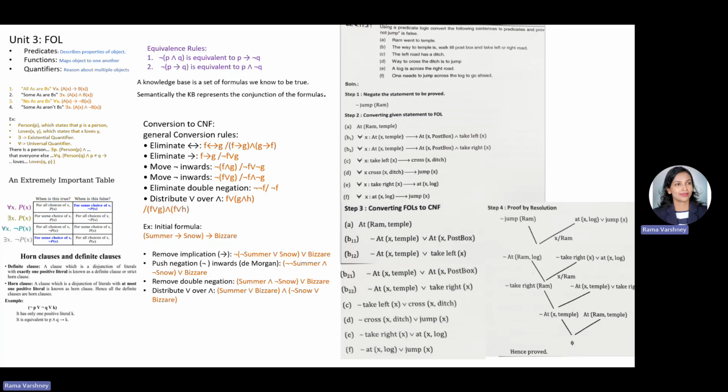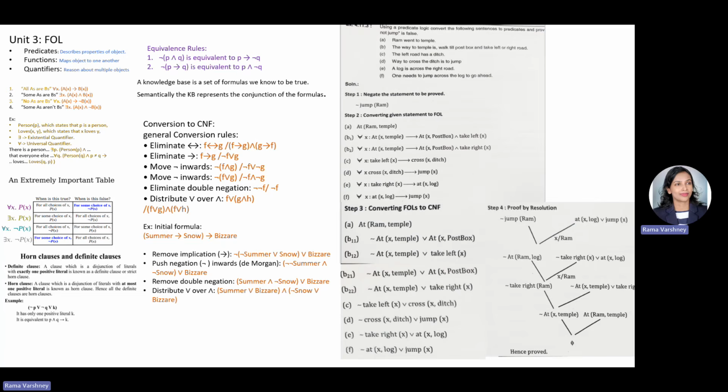Here you can see how to write simple logic. For example, P is a person. We write it like this: Person(P), and we read it as P is a person. Now you can see we have the existential quantifier represented like this, and the universal quantifier. We call it for all, and there exists some.